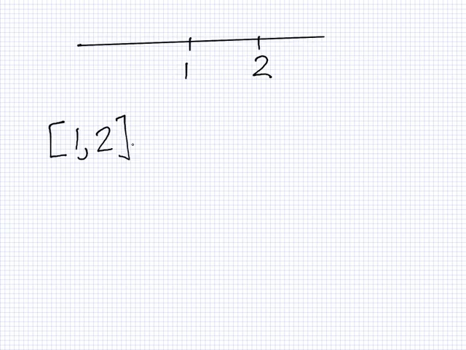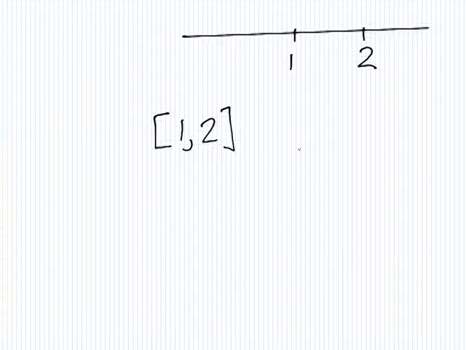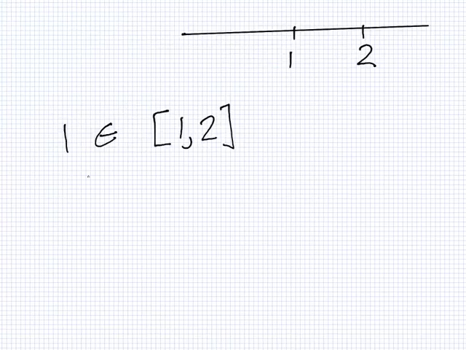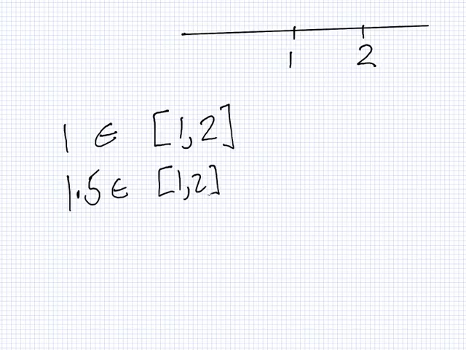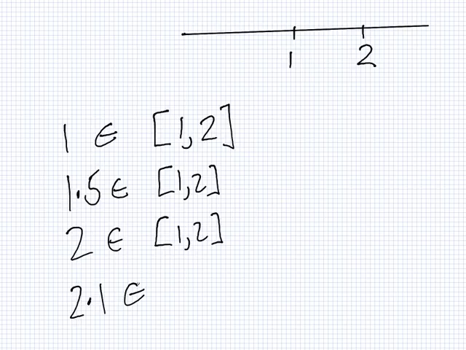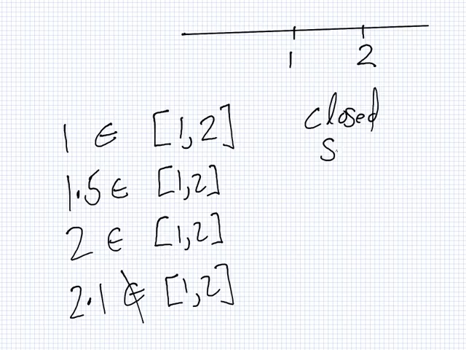This means all the numbers between 1 and 2, including 1 and 2. So for example, you could say 1 belongs to this set, 1.5 belongs to this set, 2 belongs to this set, but for example 2.1 does not belong to this set. Okay? So some people maybe have seen this before, some people have not. So this is called a closed set.